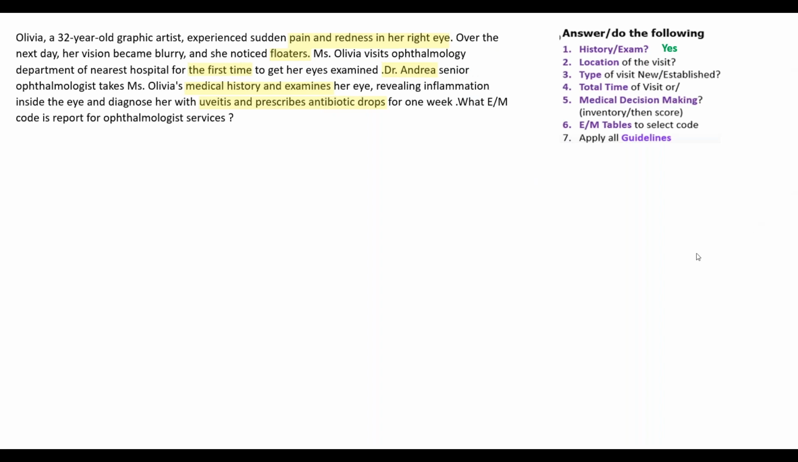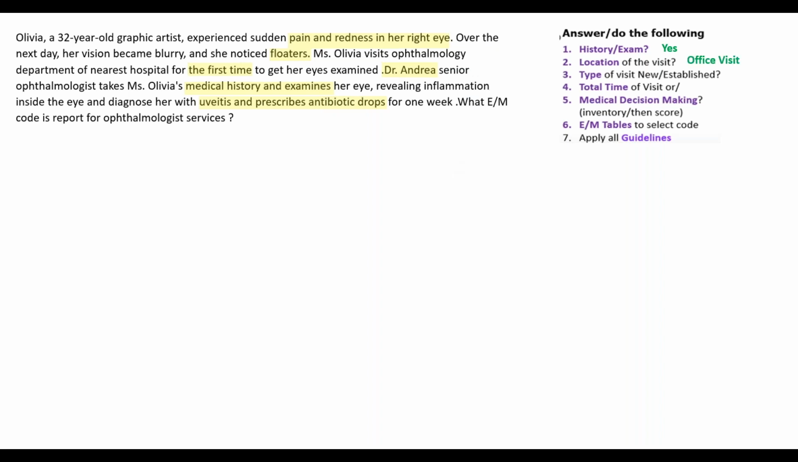How about the location of the visit? Yes, it's an office visit, right? Yes, it's a hospital office visit. It's an ophthalmology department. It's an office visit. It's not an inpatient visit. It's an office visit. And with that, let's move on to the third question.